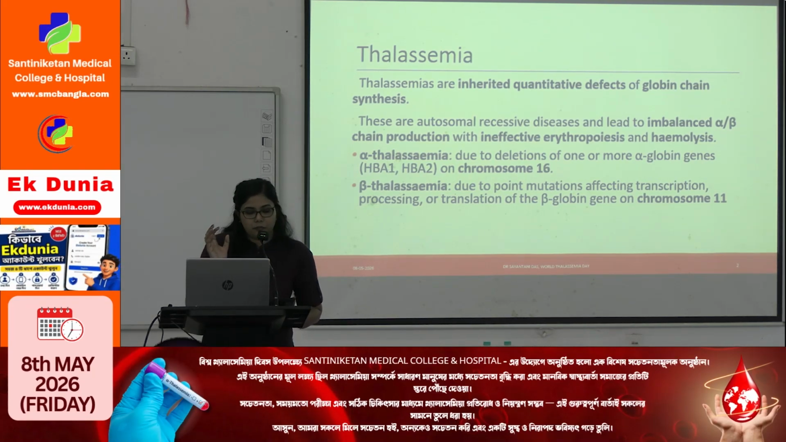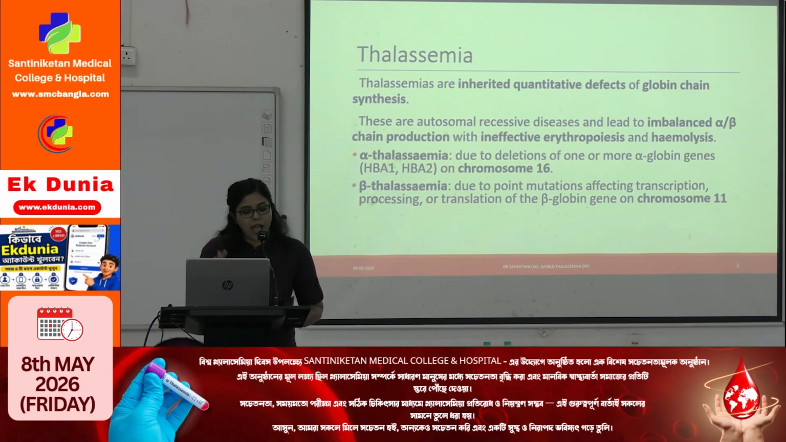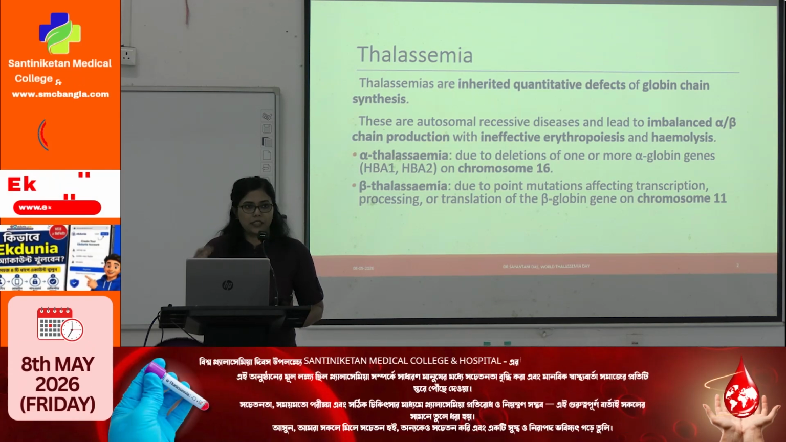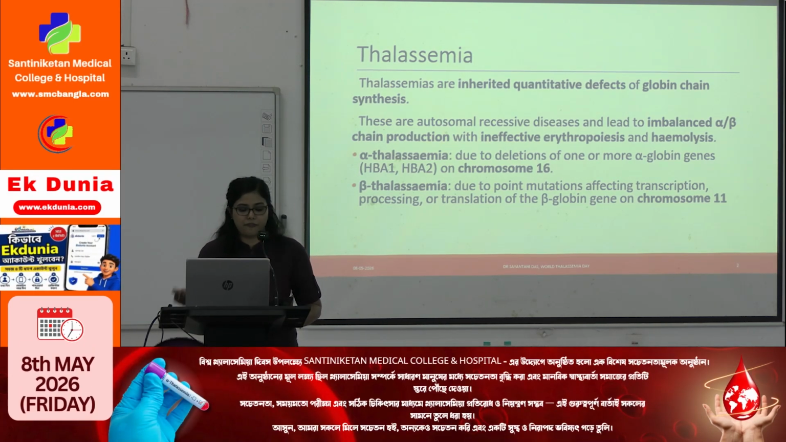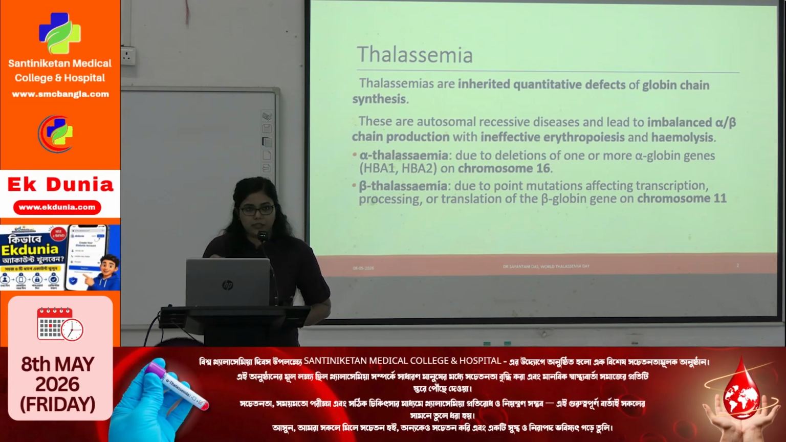Now, mainly we have two types, alpha thalassemia and beta thalassemia. In alpha thalassemia, it is due to deletion of one or more alpha globin genes that are present on chromosome 16, and in beta thalassemia it occurs due to point mutations affecting the transcription, translocation and processing of the beta globin genes located on chromosome 11.